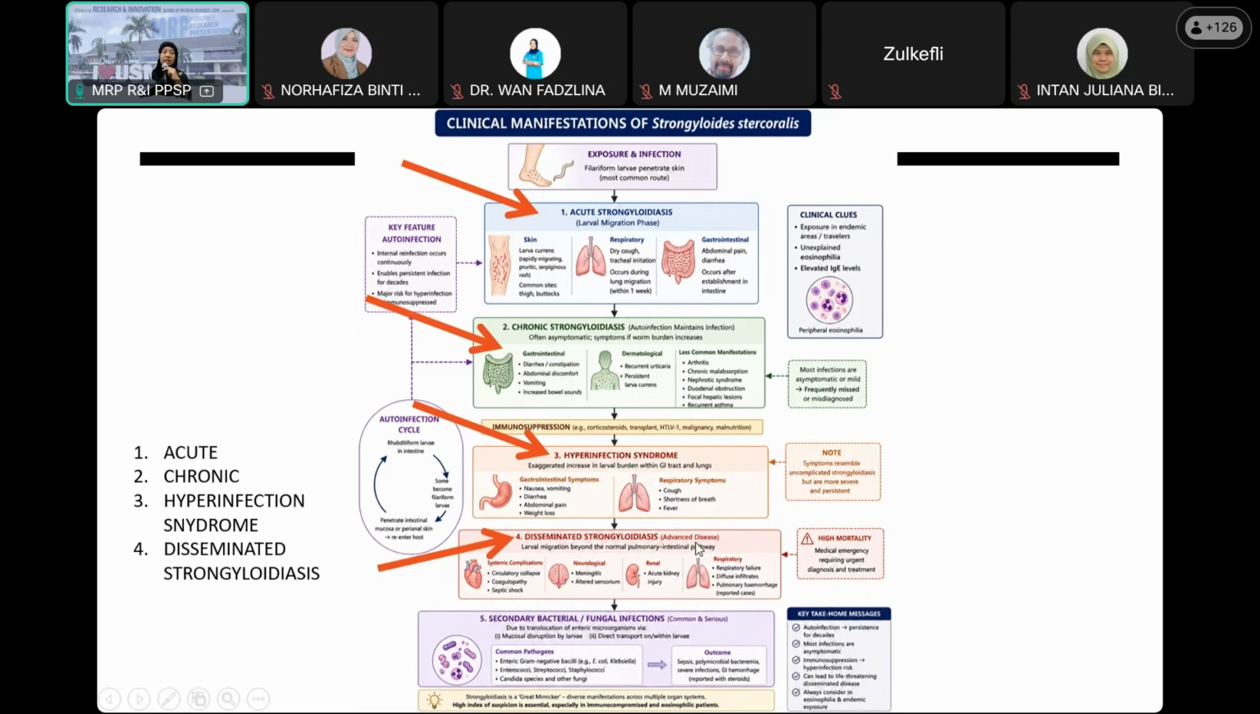In advanced cases, the larva can go outside of that and go into the cardiac, brain, and kidney, giving rise to more severe infection. On top of that, as a complication, the patient can also have secondary bacterial or fungal infection.